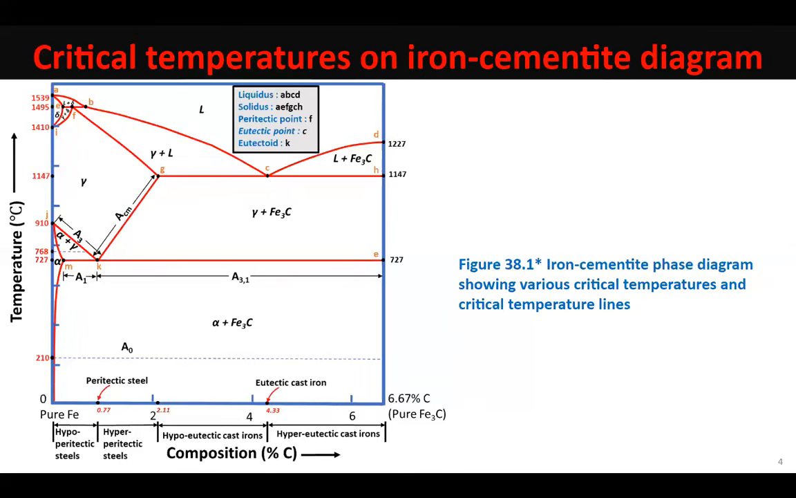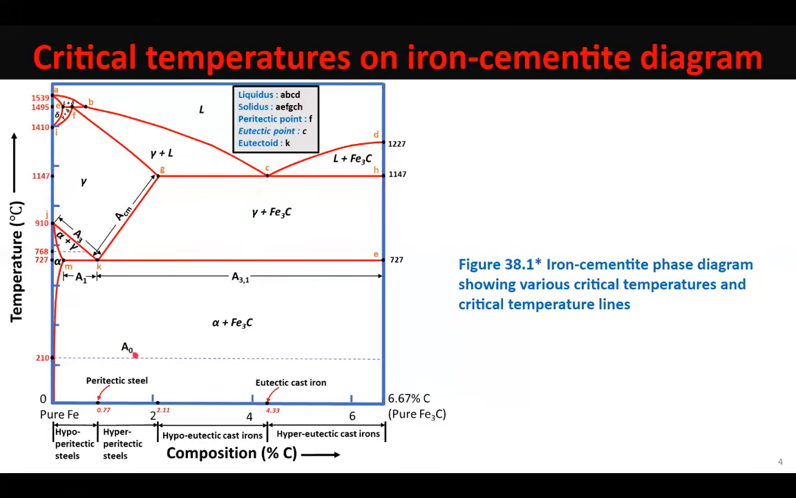And these critical temperatures are represented on the iron cementite diagram with the help of some lines which already are a part of the diagram, and there are a couple of lines which have been superimposed to represent the critical temperatures on the iron cementite diagram. Any such line which signifies a critical temperature is called a critical temperature line on the iron cementite diagram. We have six of them.